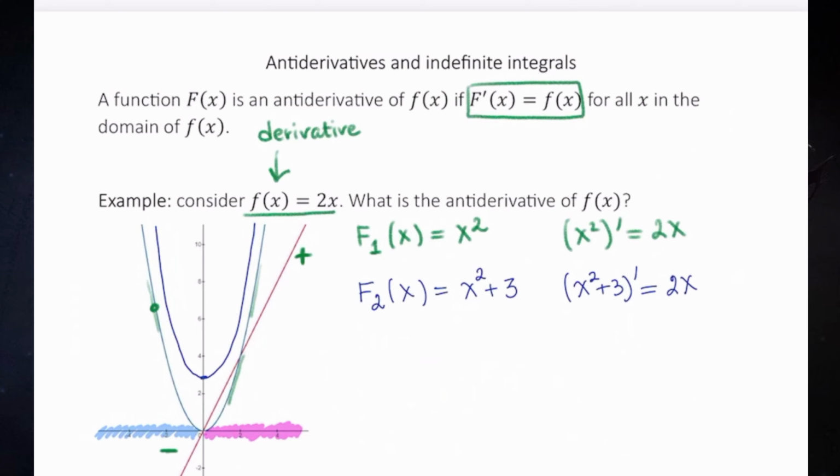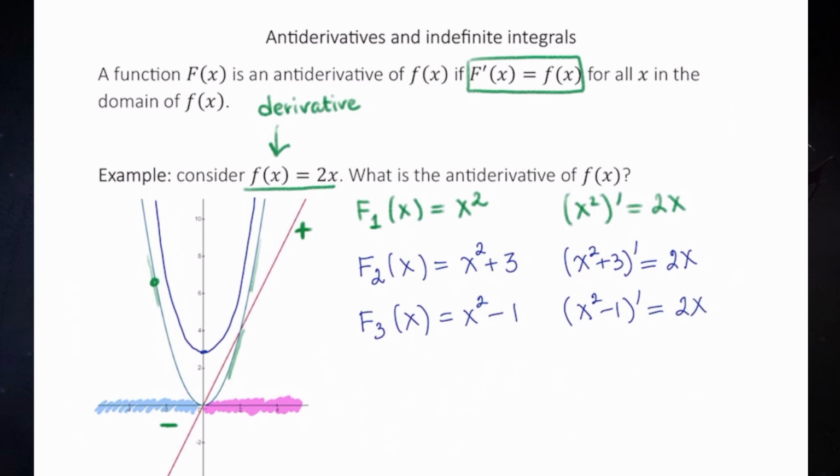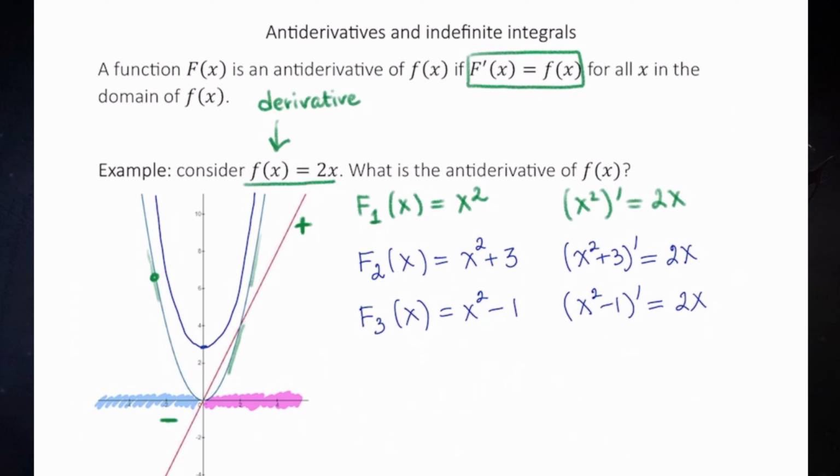Then what other function can we find so that its derivative is 2x? How about x squared minus 1? Well, we can check that the derivative of this expression is also 2x, and the graph of this function would be that same parabola, but shifted 1 unit down, so it will be somewhere here. And you can see that the graphical connection is still there. Where our function is decreasing, the derivative is negative. Where it's increasing, the derivative is positive.